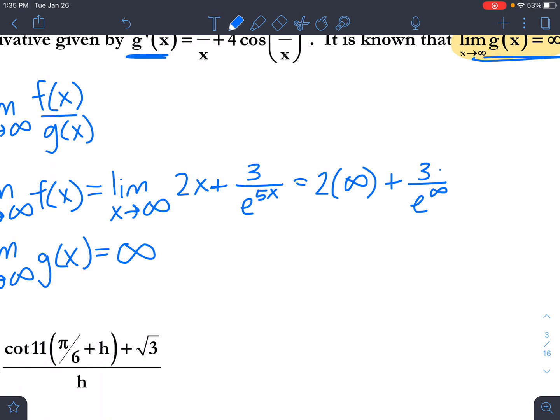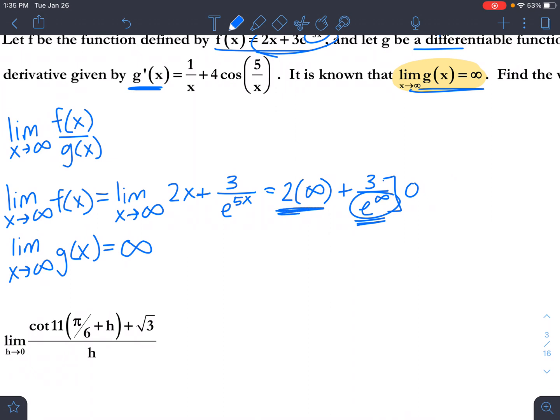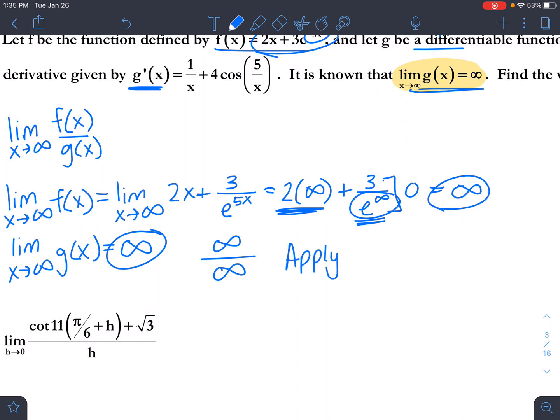So this is 3 over, trillions. This whole thing, this is going to dominate. This is going to go to 0. So basically what you end up with is huge number plus 0. That's going to be equal to infinity. Okay, and we have infinity here. So what do we got, guys? Infinity over infinity. So we're going to apply L'Hopital's rule.